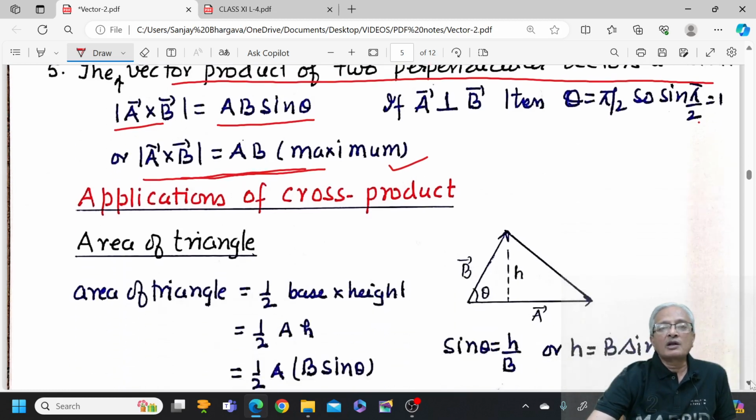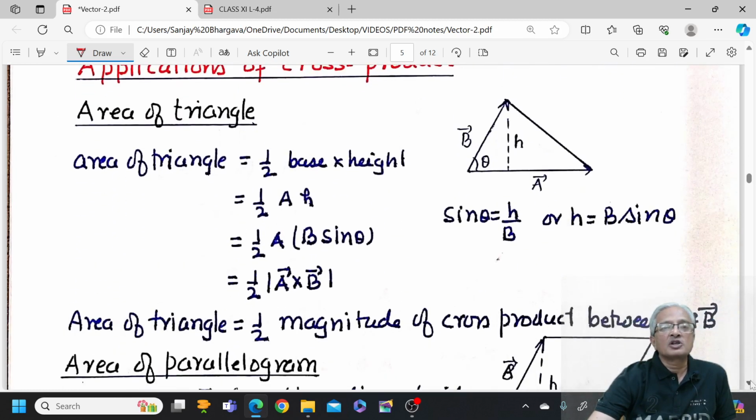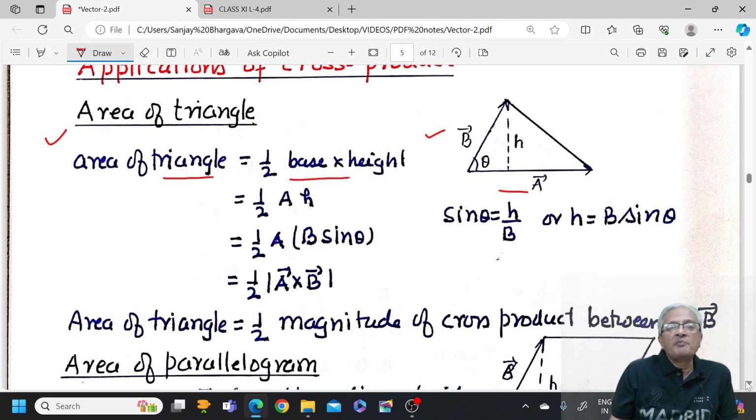Now let us see what are the applications of the cross product. Using the cross product, I can calculate the area of a triangle and the area of a parallelogram. Now I imagine a triangle here. This is the A vector, this is the B vector, H is the height of the triangle. So how do I calculate the area of the triangle? Half base into height. Base is given by the length of the A vector, height is H.